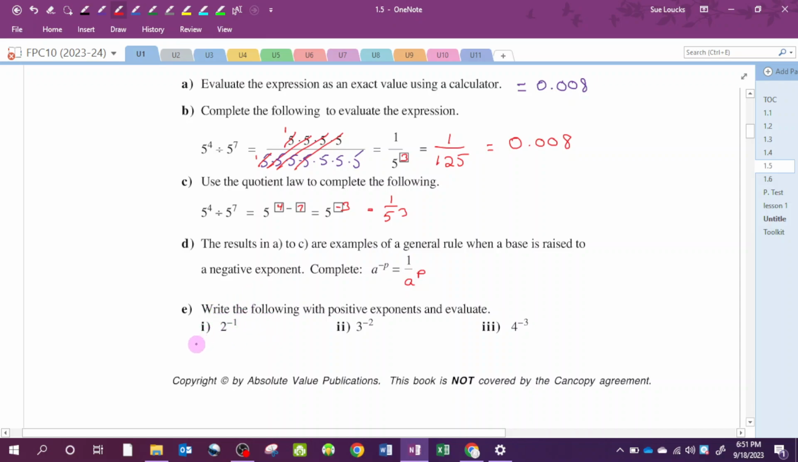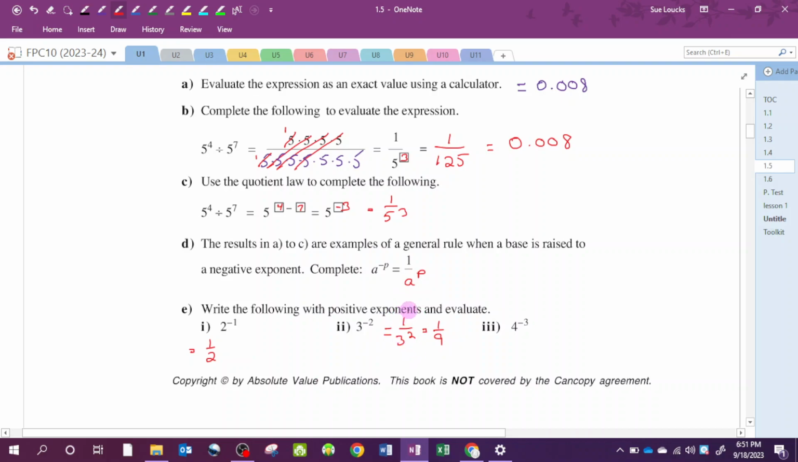So 2 to the negative 1 equals 1 over 2. I would just leave that as a fraction. I didn't actually check what your answer key does, if it's looking for a fraction or a decimal, but you should check that when you're marking your work and provide whatever it's asking for. 3 to the negative 2 is 1 over 3 squared, which is 1 over 9.